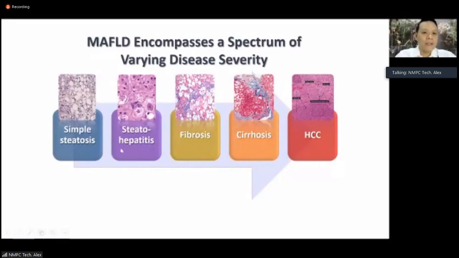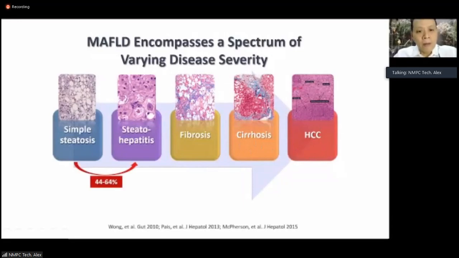Now, the problem, of course, is that if this is a chronic problem, then your fibrosis will keep on being deposited in the liver on top of each other. And finally, you will now have cirrhosis. And of course, in some patients, you can also have hepatocellular carcinoma formation. Now, how soon does this happen in your patients with fatty liver disease?